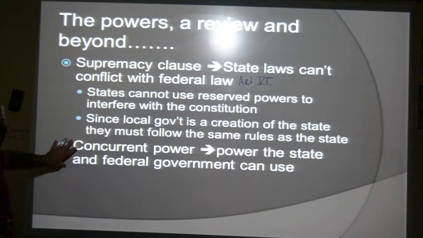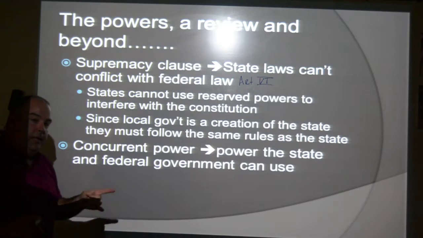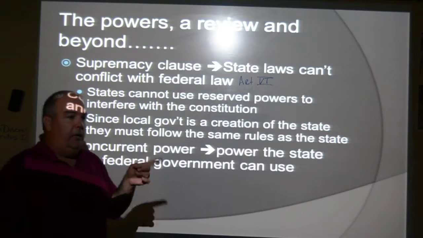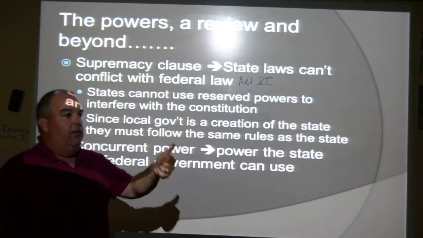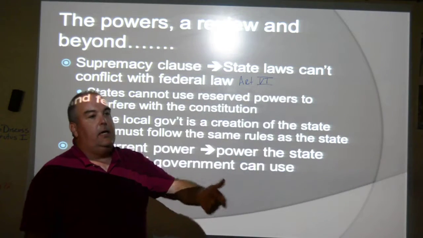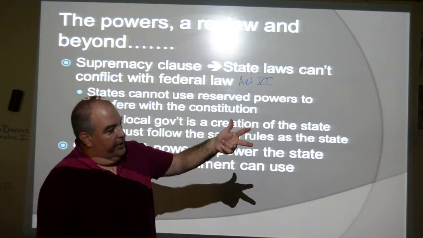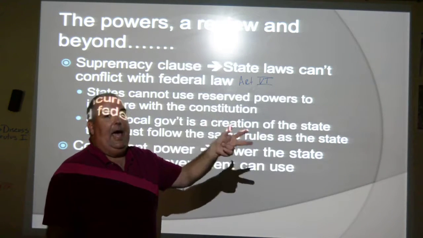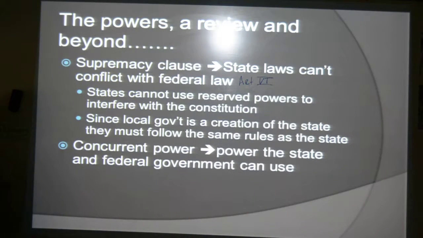Concurrent power, again, we've talked about this. Different levels can use it. Best example, you need to learn it, live it, love it, need it, you want more of it, taxes. Again, you look at your paycheck if you've got a job: federal income tax, state income tax, local income tax. All three levels of government have the power to do that. Give you a chance to copy that, catch up.